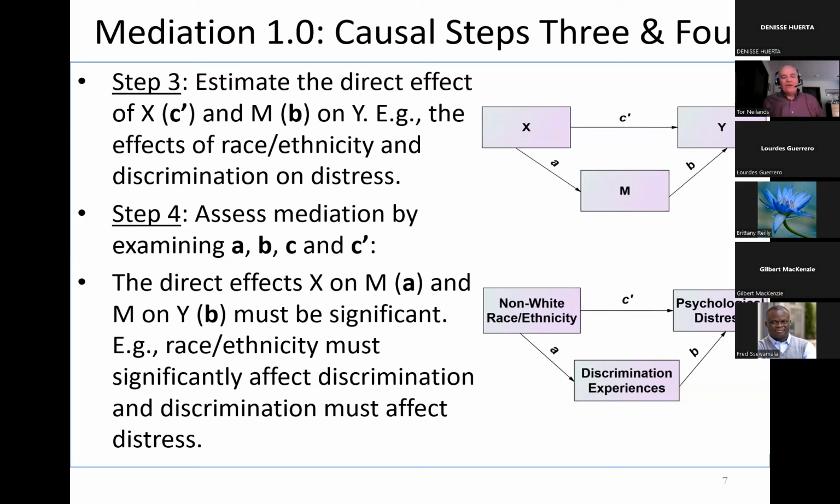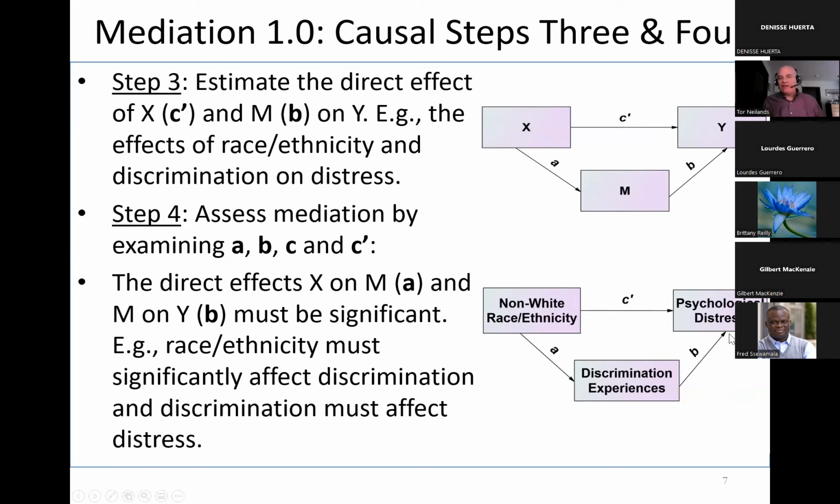And then in step four, this is the part where you step back, you look at all the results from these various regression runs, and you assess mediation by examining the A coefficient, the B coefficient, the C coefficient, and the C prime coefficient. And the way this works is, first of all, the direct effects of X on M and M on Y must be significant. So race ethnicity must significantly affect discrimination in our example, and discrimination must affect distress.